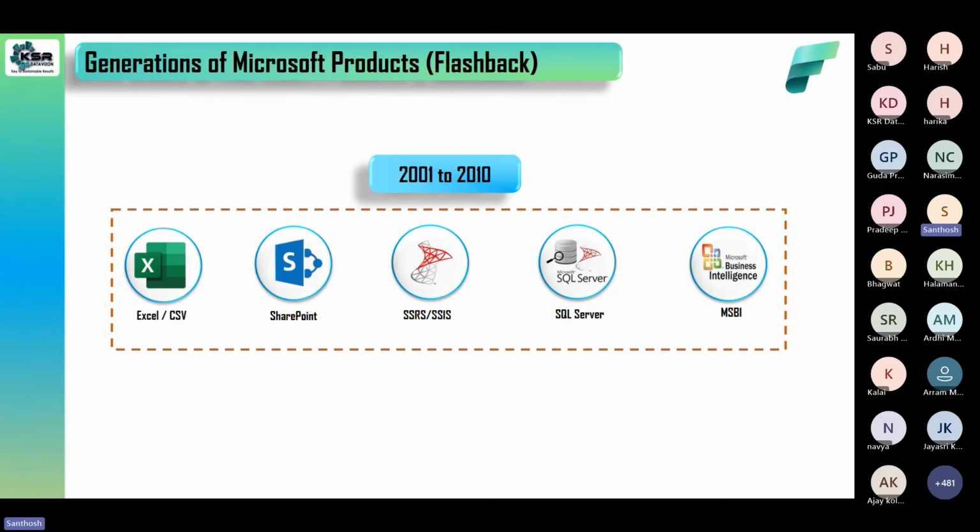Flashback of Microsoft products. 2001 to 2010, you know what happened. And we have a lot of other tools, but since this workshop is focusing on the Microsoft brand, I'm talking about only Microsoft. There are a lot of other ways you can store data, right? So you have Microsoft Excel and CSV, SharePoint, SSRS, SSIS, SQL Server Integration Service, and Reporting Service. All this we have, and we have SQL Server, and we also have MSBI.